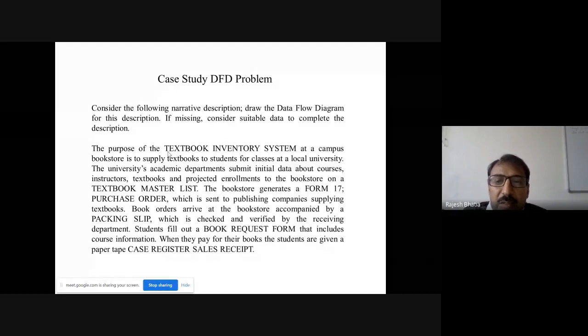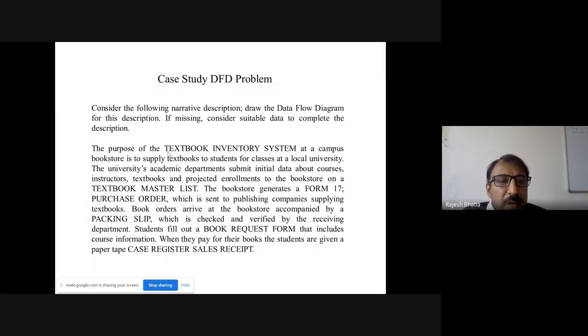at a local university. The university's academic department submits initial data about courses, instructors, textbooks, and projected enrollments to the bookstore on a textbook master list. Okay, the bookstore generates a Form 17, which is called purchase order, which is sent to publishing companies supplying textbooks. Book orders arrive at the bookstore accompanied by a packing slip, which is checked and verified by the receiving department.